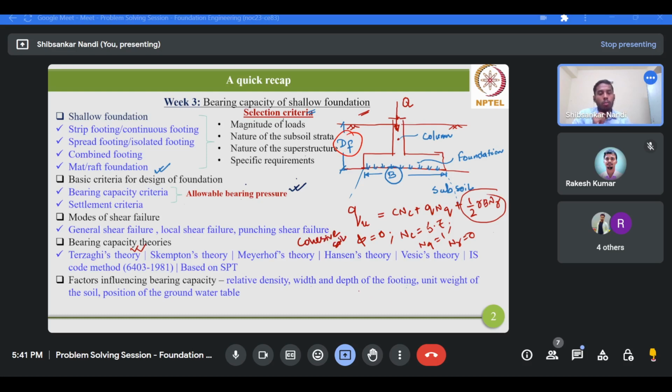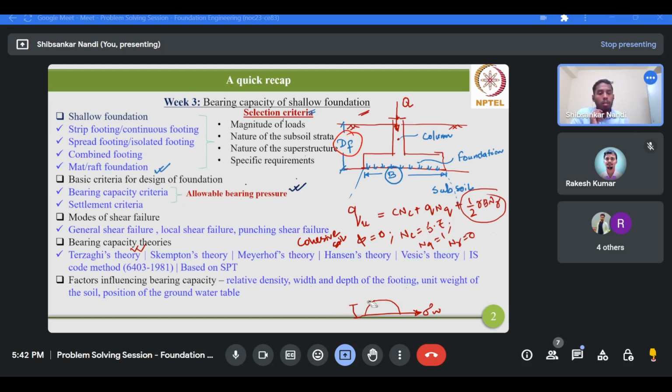Okay. So for purely cohesive soil, if you draw the Mohr-Coulomb failure envelope, it will be something like that. This is tau, this is sigma n. So this is your undrained cohesion. And if you draw the Mohr circle for unconfined compressive strength, it will be something like that. Okay.